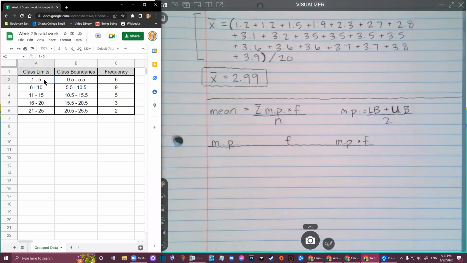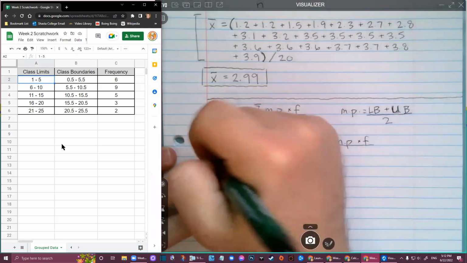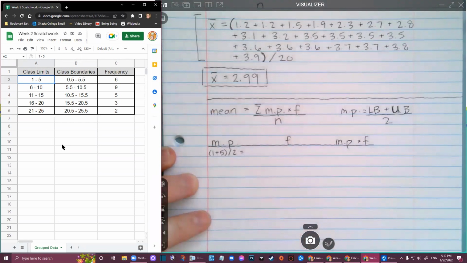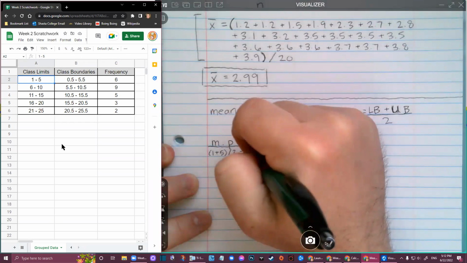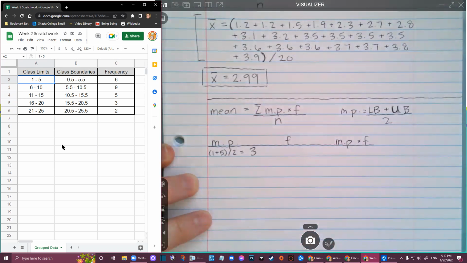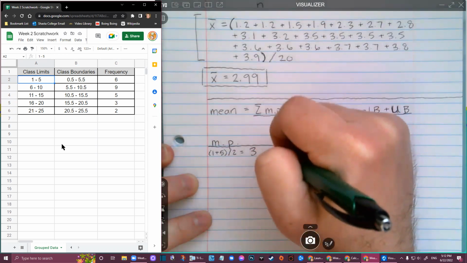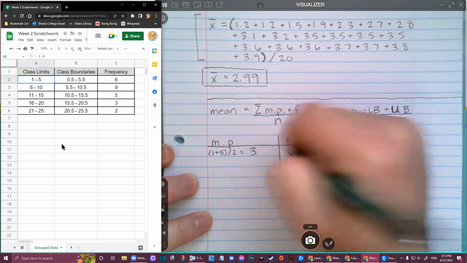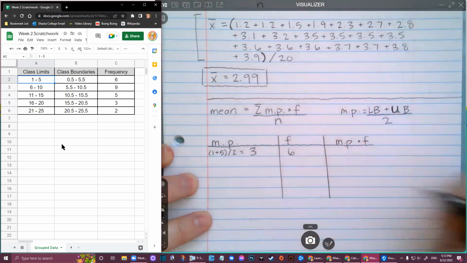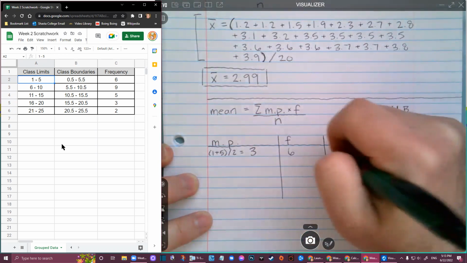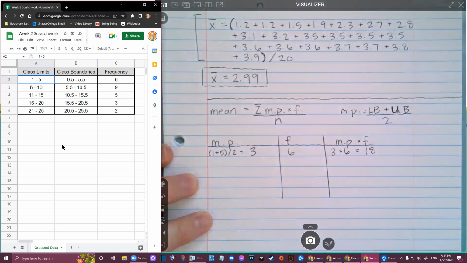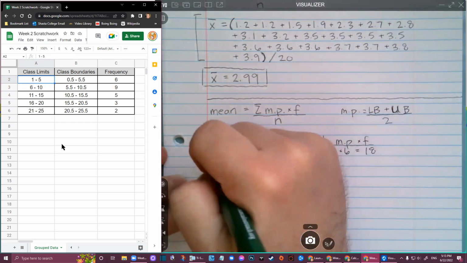Looking at that first class, I can see that I've got 1 and 5. So for my midpoint, I'm going to do 1 plus 5 divided by 2, which is 6 divided by 2, which is 3. In the next column, I'm going to write the frequency. And the frequency for this first row is 6. And then in the last column, I'm going to write midpoint times frequency. So 3 times 6 is 18. And we're just going to continue working our way down that table.